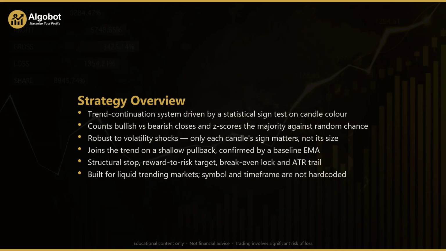Over the last 20 candles by default, it counts how many closed bullish and how many closed bearish, discarding any flat doji candles. It then computes a z-score that measures whether that majority is larger than random, 50-50 chance could reasonably explain. Because only the color of each candle counts, one giant spike bar is weighted exactly the same as a tiny one, so the regime reading stays robust to volatility shocks.